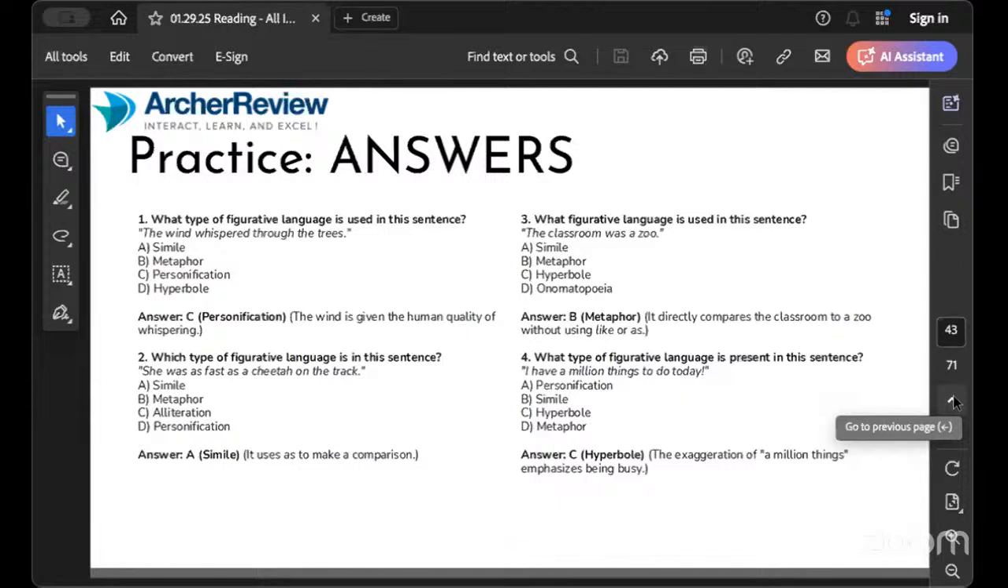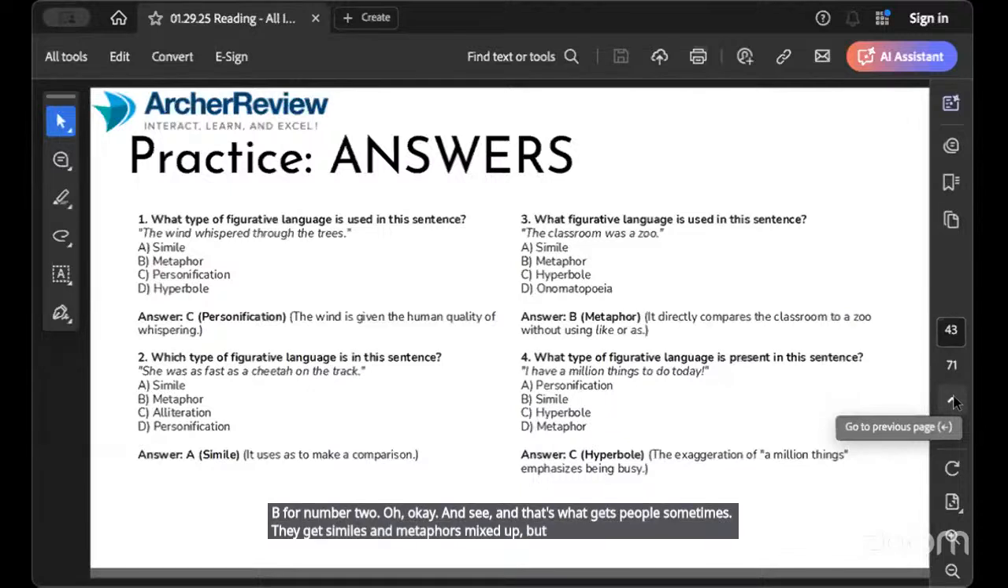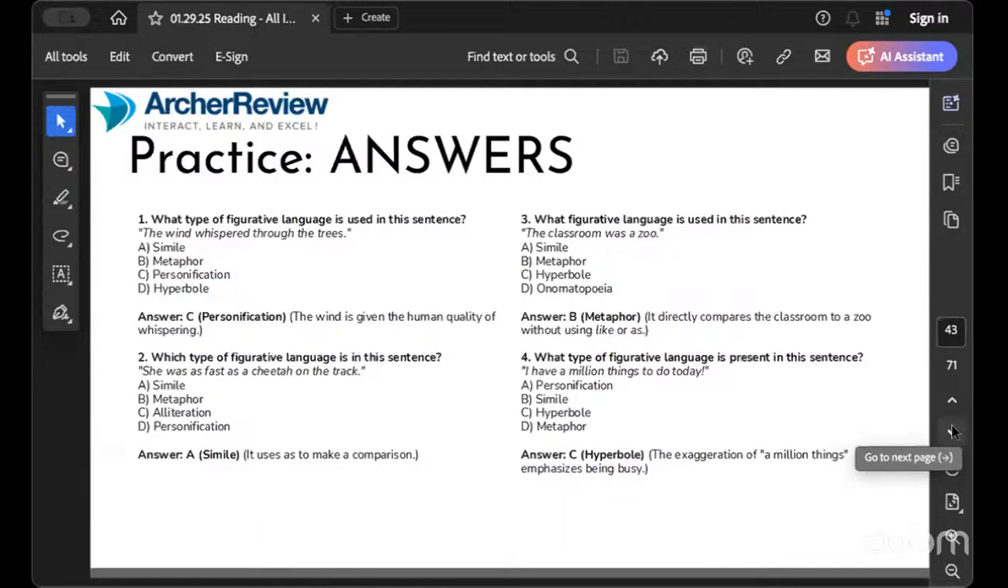B for number 2. Oh, okay. And see, that's what gets people sometimes. They get similes and metaphors mixed up. But simile is going to have that comparison, but using the words like or as, whereas a metaphor makes that comparison, but it doesn't use them. All right. Good questions. Any other questions?